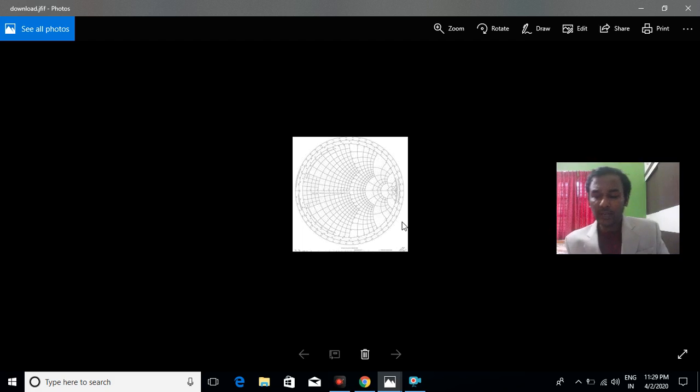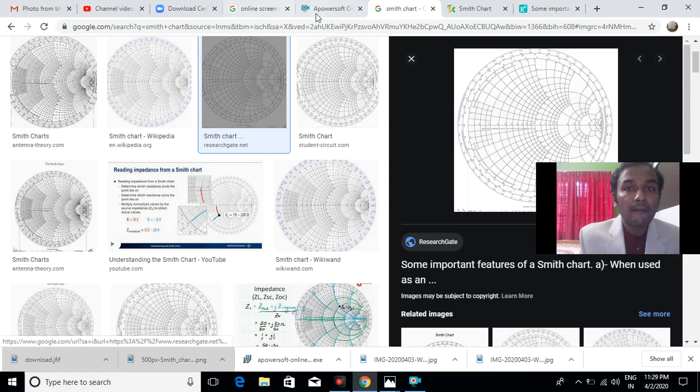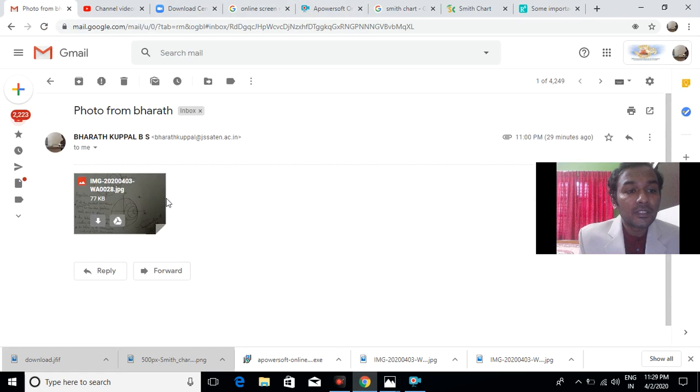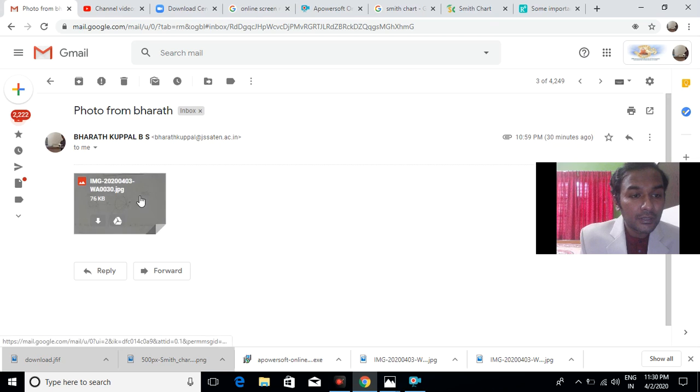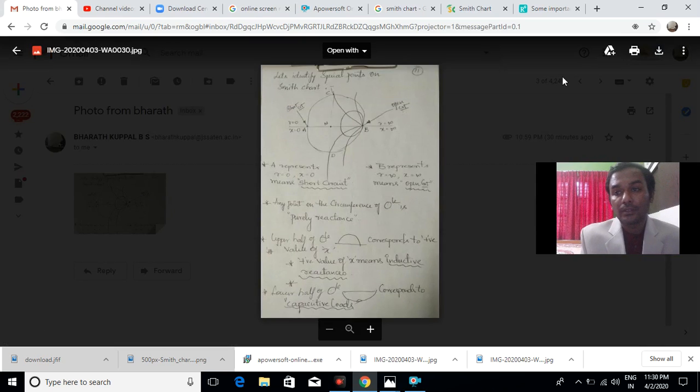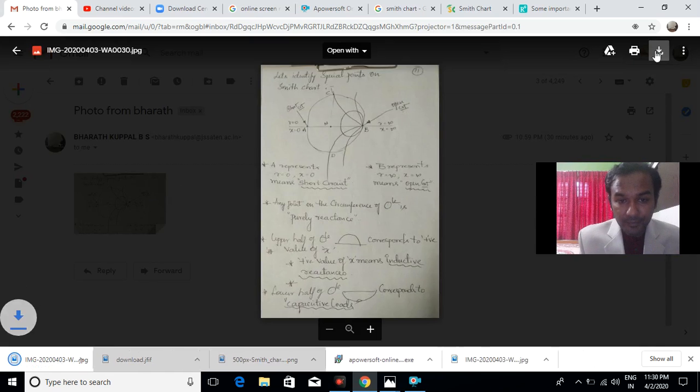So let us go to the next page, saying that let's identify some special points on the Smith chart. Let me take the help of the notes we have used, and we will see how we can be using this.